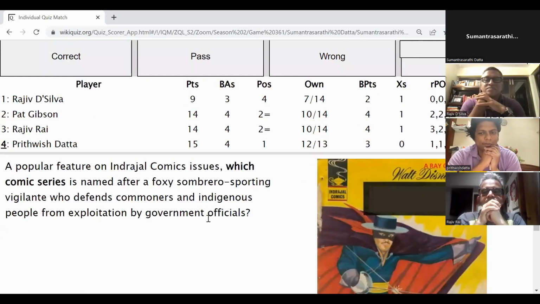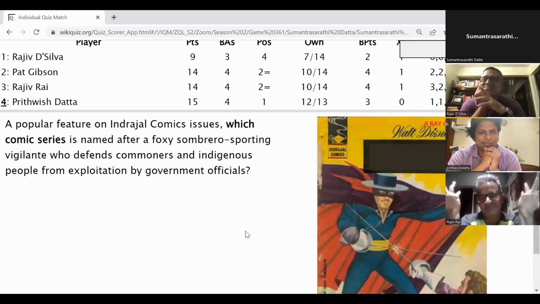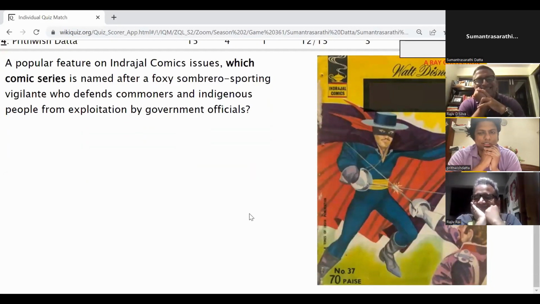A popular feature in Indrajal Comics issues, which comic series is named after a foxy sombrero-sporting vigilante who defends commoners and indigenous people from exploitation by government officials?